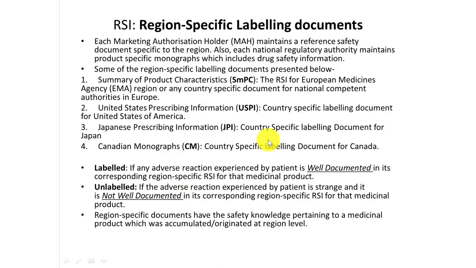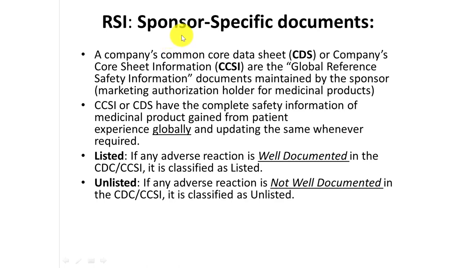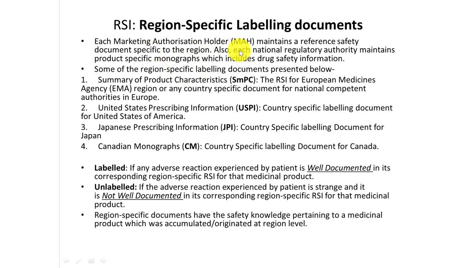Then there are some region specific labeling documents. These are also maintained by the sponsor or marketing authorization holder, but they are specific to the regions. Each regulatory authority maintains its monographs or safety information. So one is a global document, while the other is region specific. Some examples are the summary of product characteristics, SmPC, which is for the European Medicines Agency, the European region, so country specific for those falling in the European region. Then the United States prescribing information is for the United States of America. Then JPI is for Japan. Then Canadian monographs are for CM.